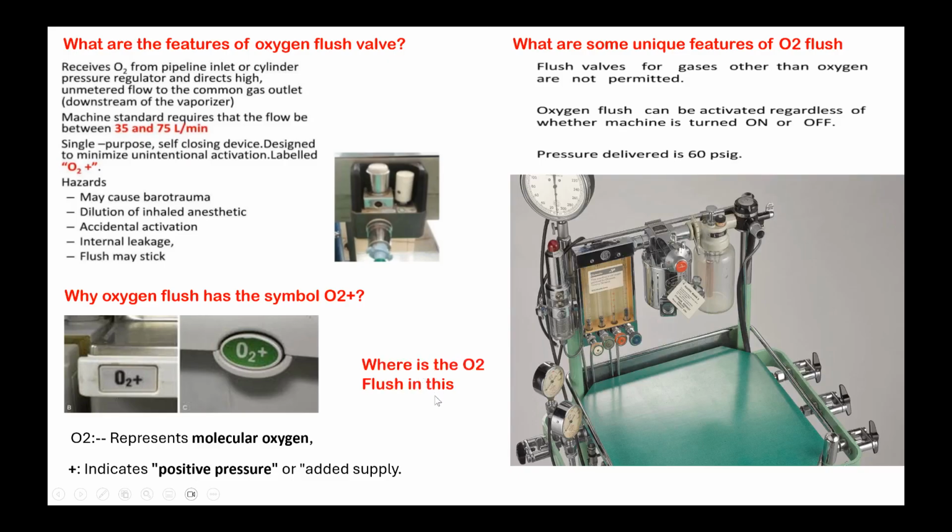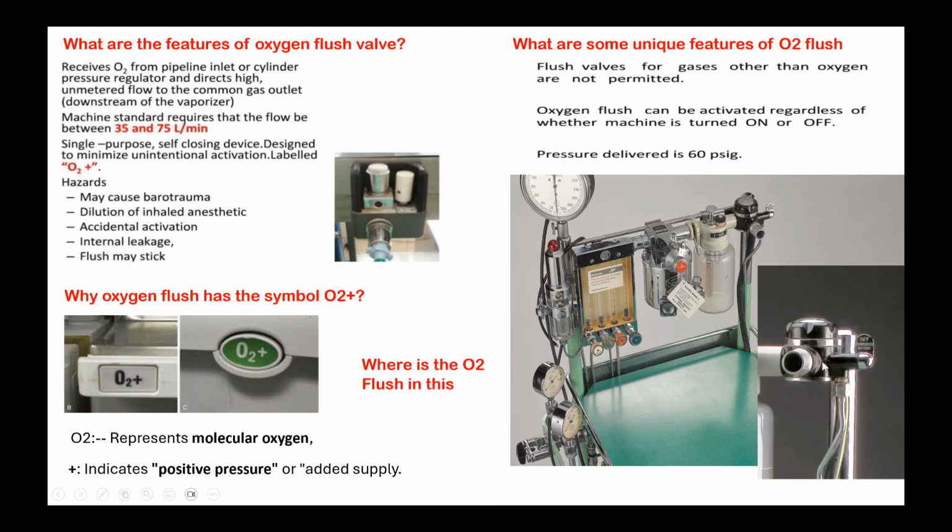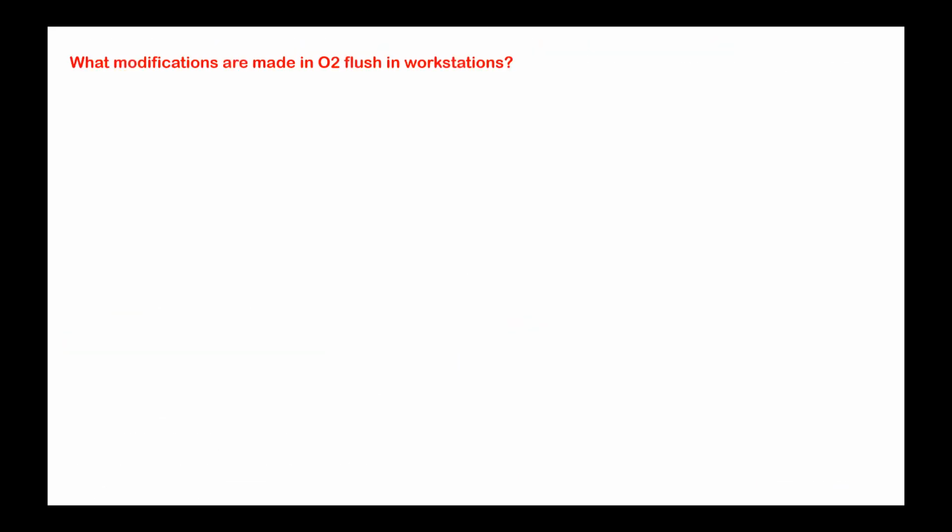And there is the oxygen flush in this. Already I have shown you. You can see this here, and this is the close-up view. Now you can see this "off" written nicely here. So if you flip it down, it will get activated. So this is how the oxygen flush in the older machines is there.